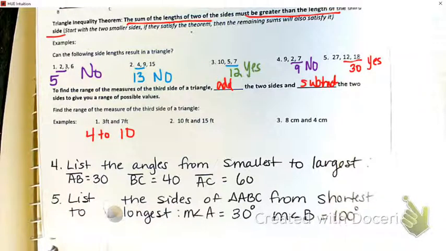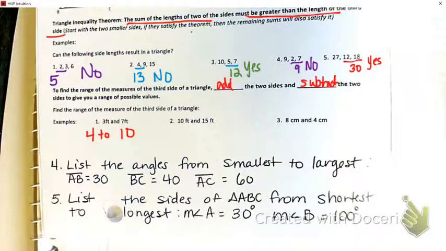Now the reason that 10 wouldn't work is because that would be the same as if you added 3 and 7 together. So we're saying anything between there. So it could be 9, or it could be 9.5, or it could be 5, or 4.5, but it can't be 4 and it can't be 10. Okay? Any questions? All right, so number 2.